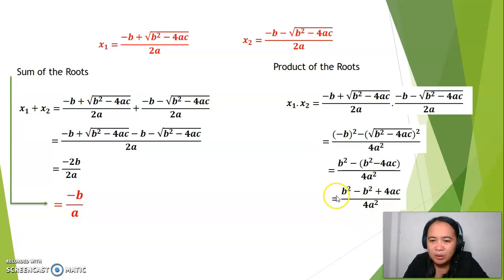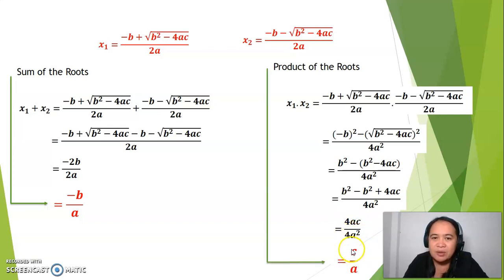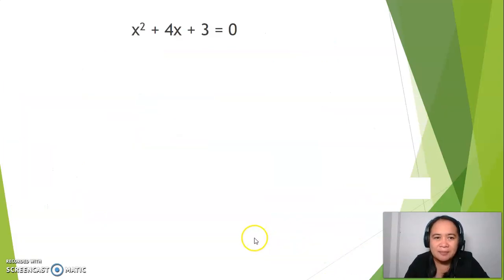So at this point, we can cancel b squared minus b squared. So we're left with 4ac over 4a squared. We can cancel 4a and 4a here. So what's left is c over a. So this is the product of the roots. Again, sum of the roots is defined as negative b over a, while the product of the roots is defined as c over a. Now let's have an example.